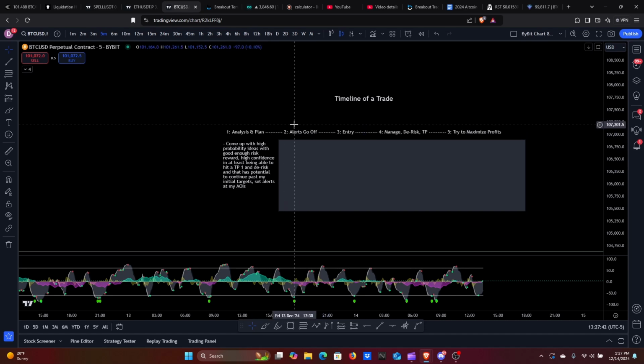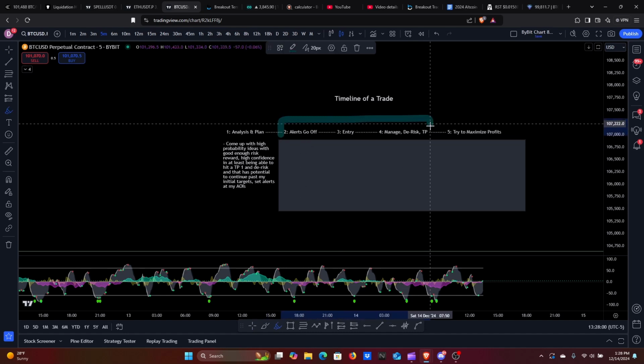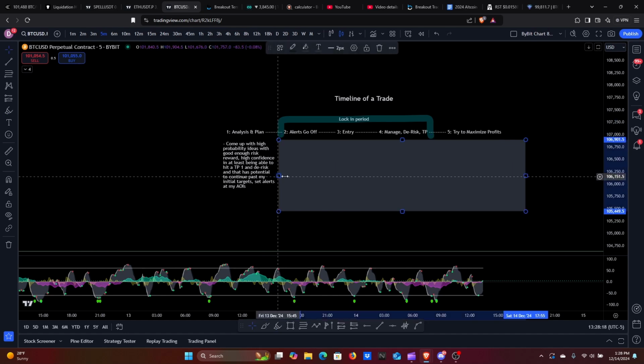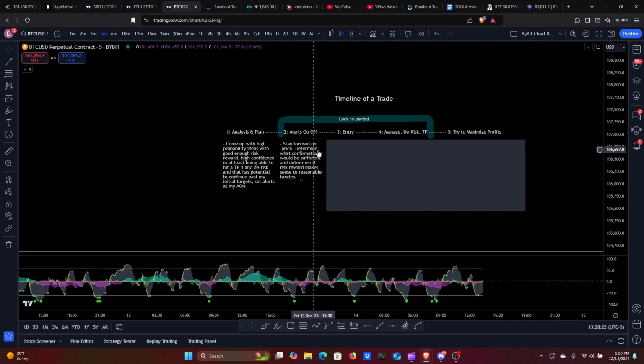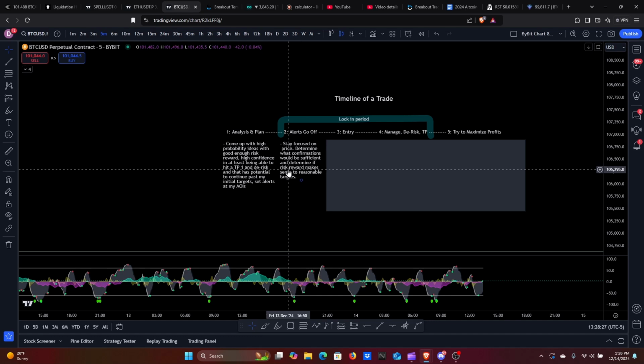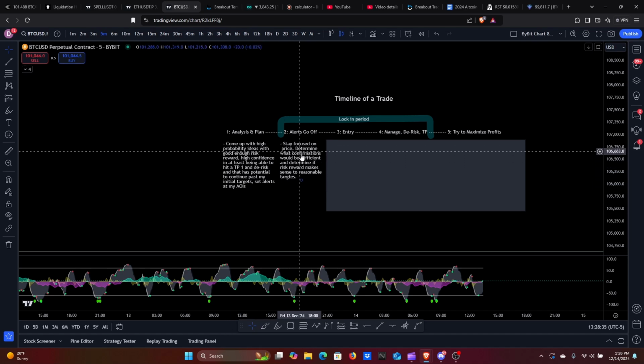Price gets to our areas of interest. Again, this is the lock-in period between these three steps. So the alerts go off. I want to make sure that I am staying focused on price. Determine what confirmations would be sufficient, and determine if risk reward makes sense to reasonable targets. So again, I probably already did that when I planned for the idea in the first place, but you have to see what price is doing when it gets to your areas.